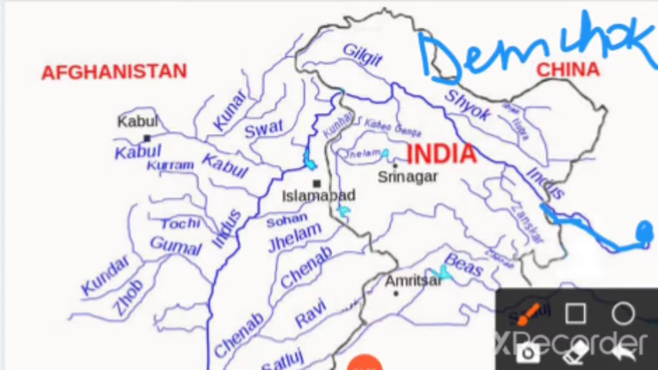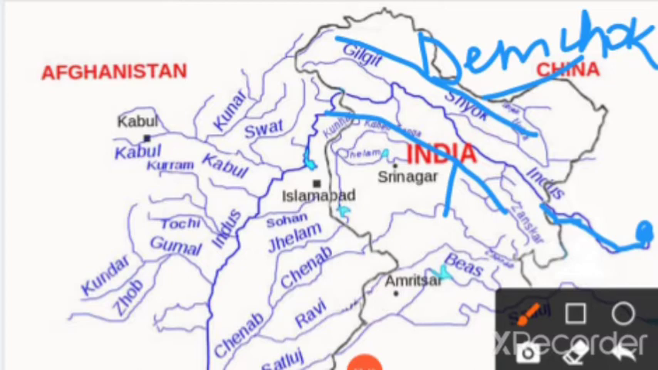So from Demchok in Ladakh, the Indus River comes inside Ladakh, and after entering India, it flows between the Karakoram and Ladakh ranges. As we all know, this part is the Karakoram range and this is the Ladakh range. You will find the Indus River mostly along the Ladakh range, because there you will find many important mountains. So the Indus River flows in between.